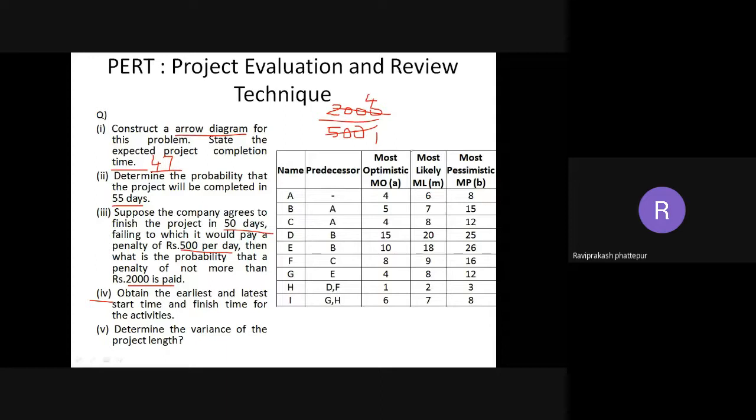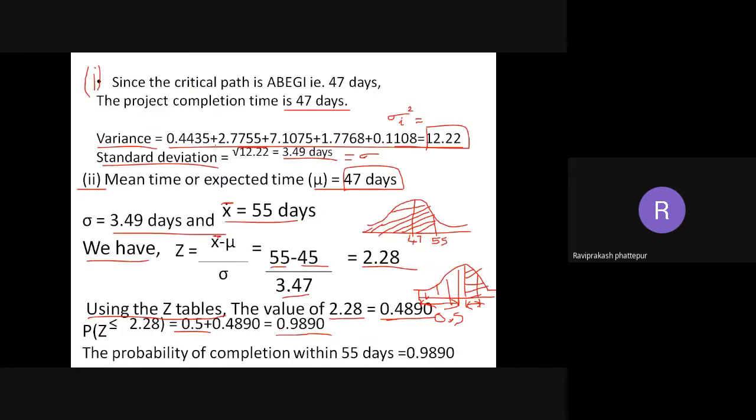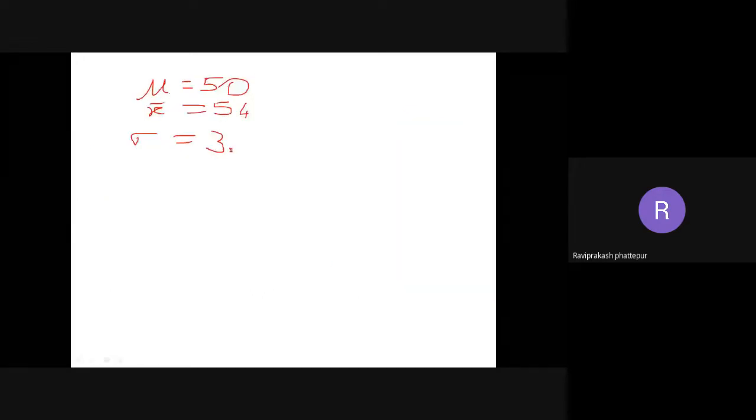So 50 plus 4 is 54. I have not done that; that will be for your homework. I'll just tell you. In this case, mu is equal to 50, you can note it down, and x bar is equal to 54. Sigma will remain the same, that is 3.47. Just check, 3.47 or 3.49, whatever it is. That will be the same.